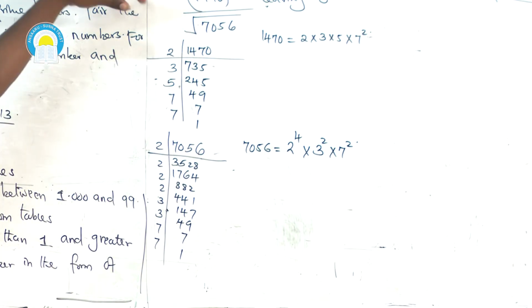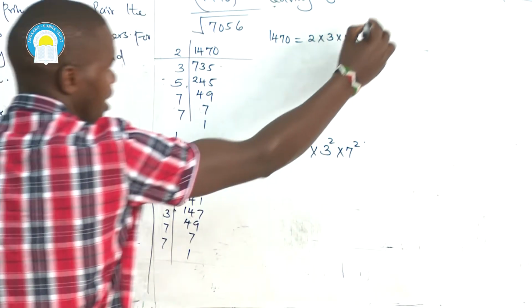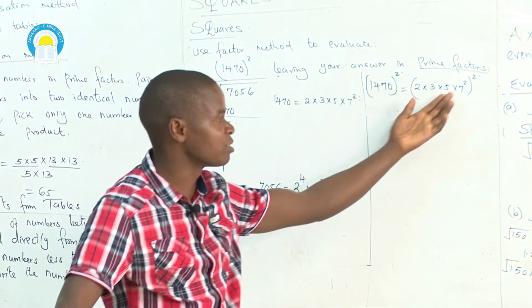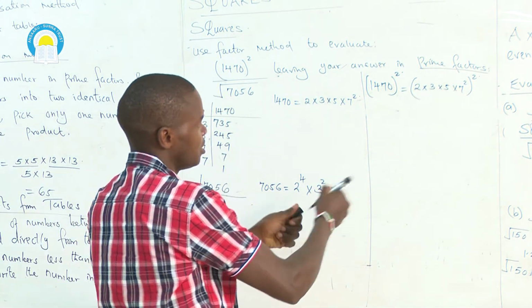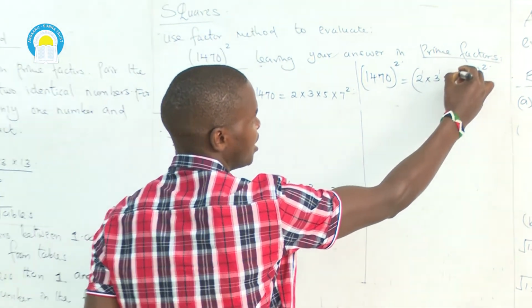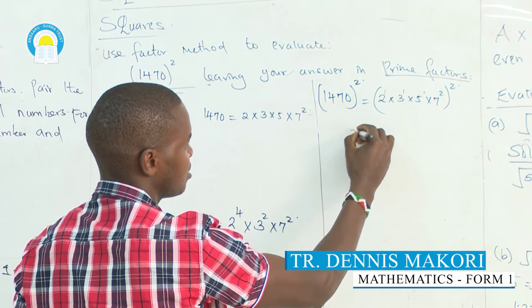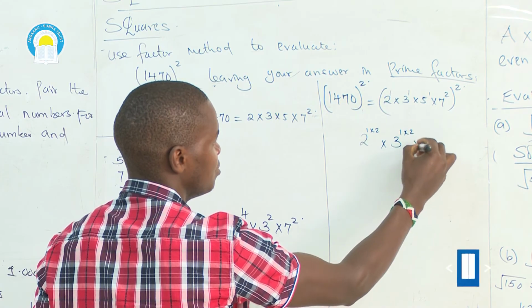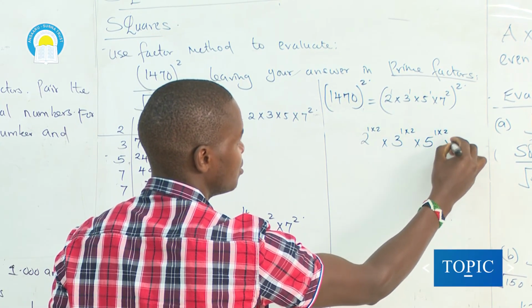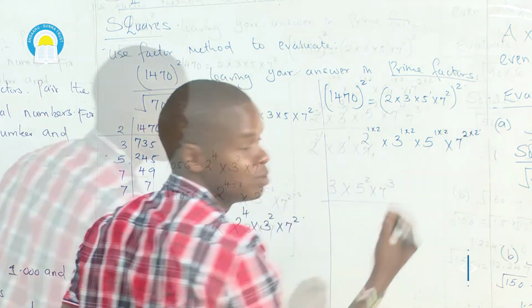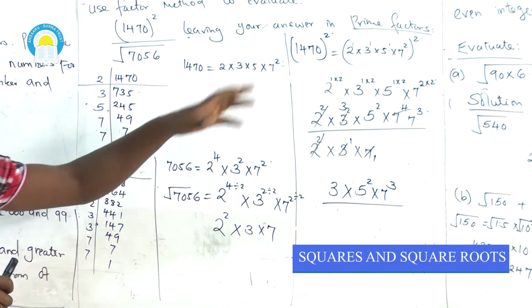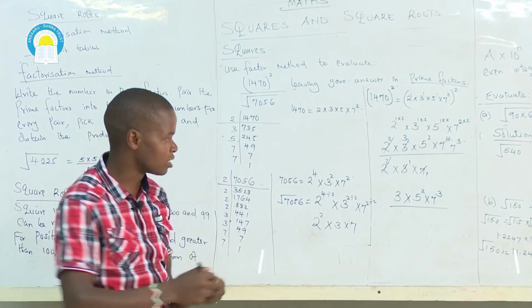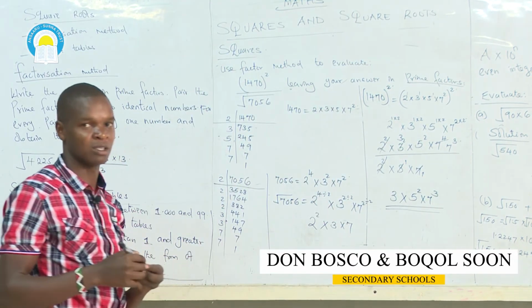Now, what I've done is just writing the number in factor method. Now, I need to find the value of the square of this. When you find the square, you raise each power by 2. So 2 is raised to power 1 times 2, 3 to power 1 times 2, 5 to power 1 times 2, and 7 to power 2 times 2. When you find 1470 squared divided by the square root of 7056, this is the answer in factor method.